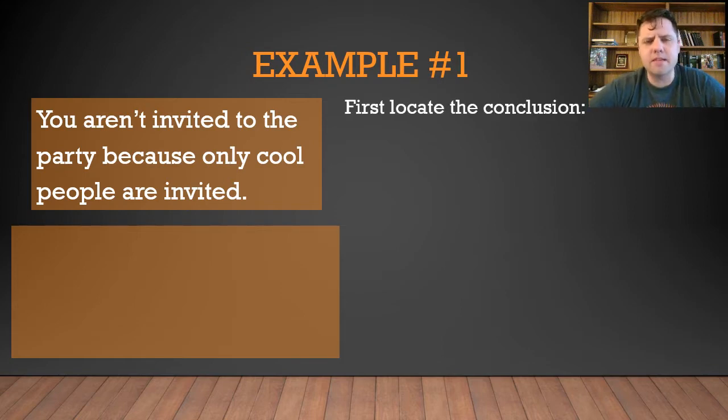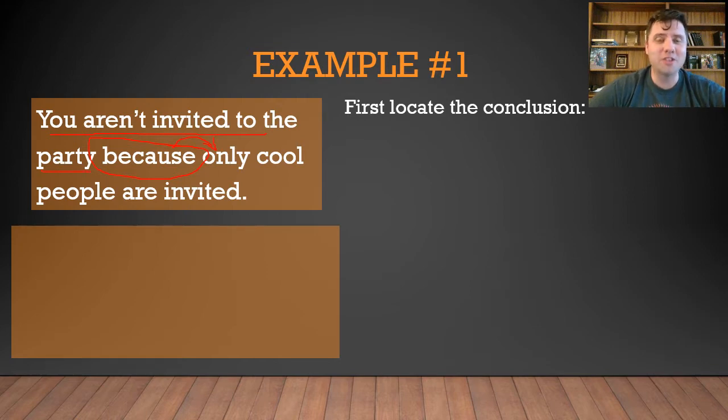We can locate the conclusion in an enthymeme like this first by looking at the key words. Remember that word because here becomes that sort of thing. Because tells you a reason. It's telling you that there's a reason coming after it, which tells you that this, the only cool people are invited part, must be one of the premises. The thing that comes before the because must be the conclusion. And the conclusion is that you have not been invited to the party.